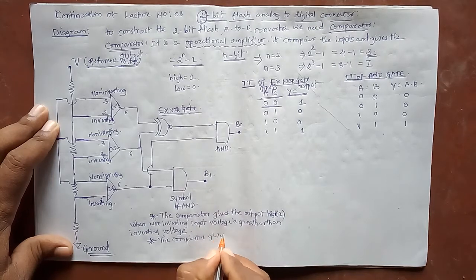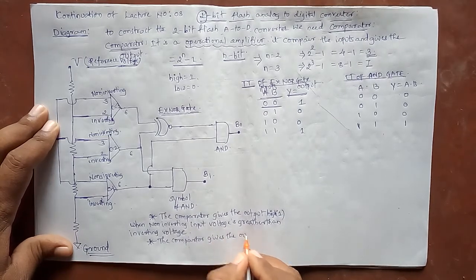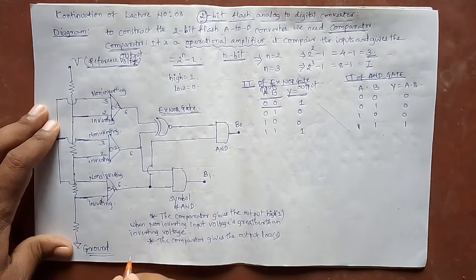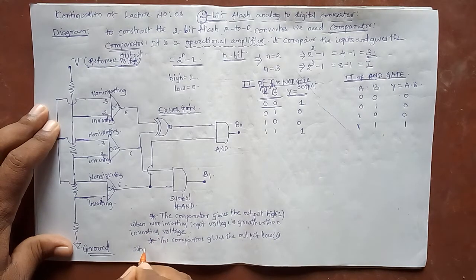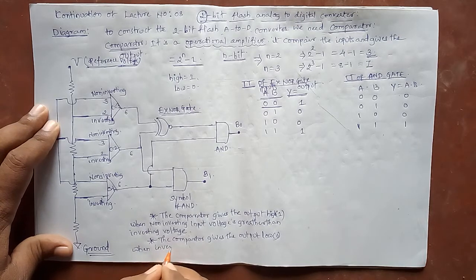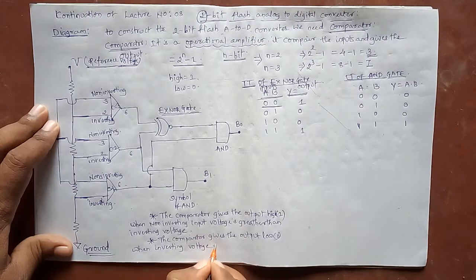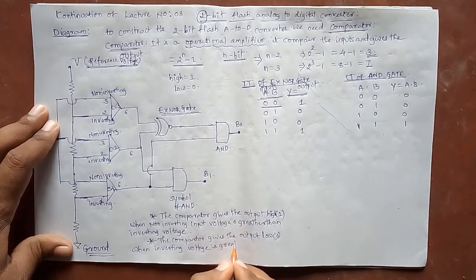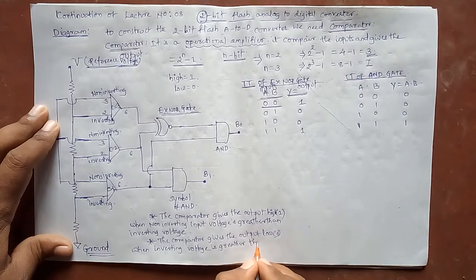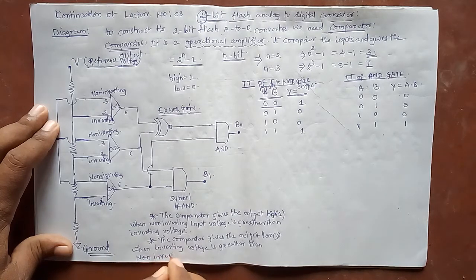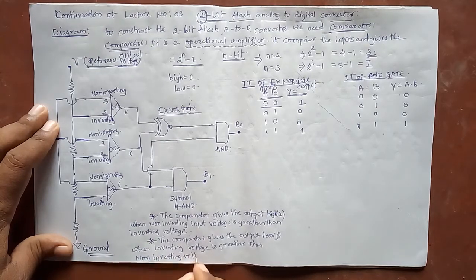The opposite: the comparator gives the output low when the inverting voltage is greater than the non-inverting voltage.